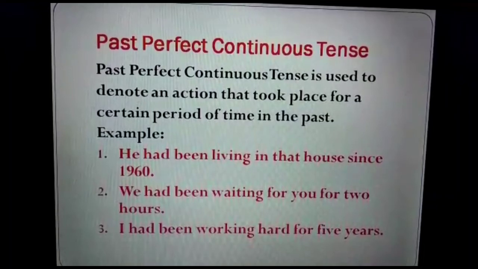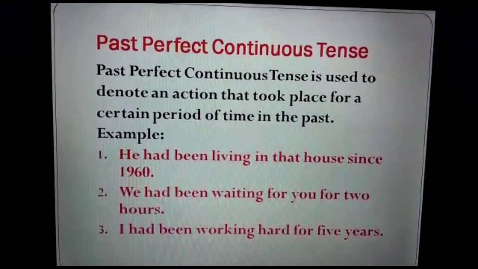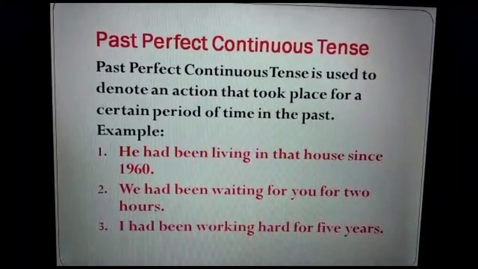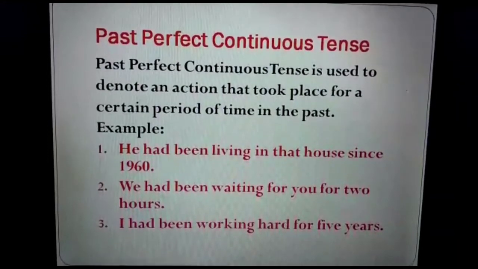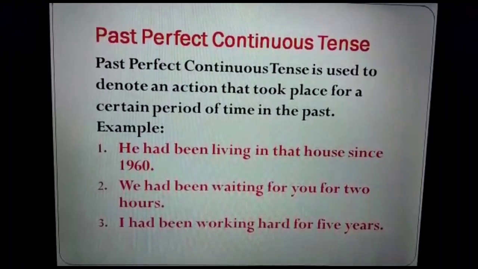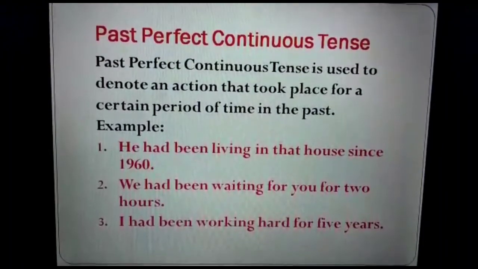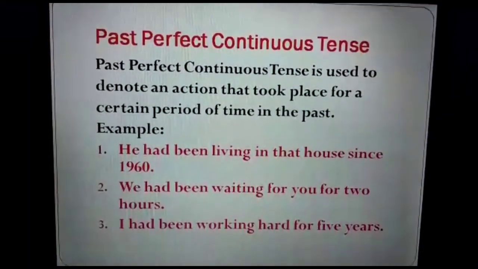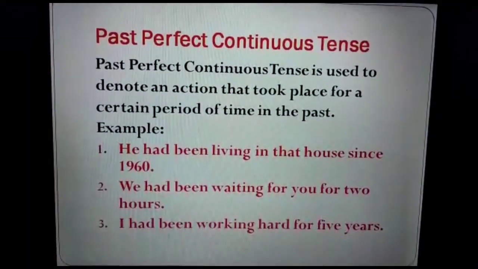Some of the examples of past perfect continuous tense are: he had been living in that house since 1960. We had been waiting for you for 2 hours. I had been working hard for 5 years. This all happened in the past and this was happening for a certain period of time. So in this case, we use past perfect continuous tense.